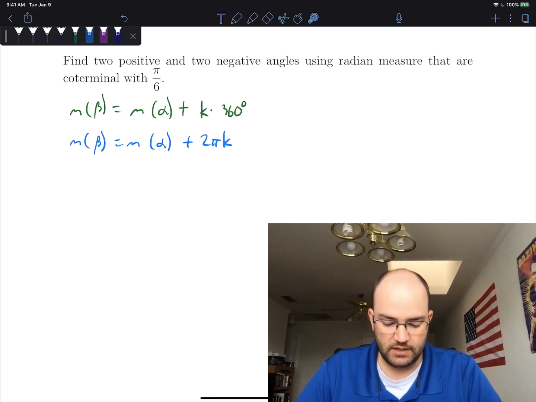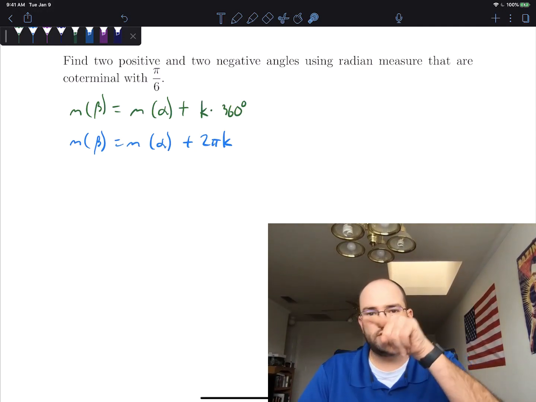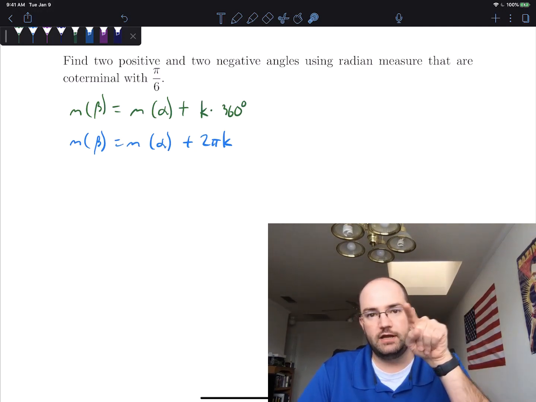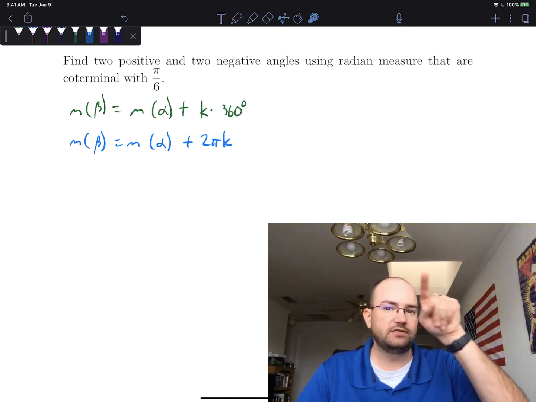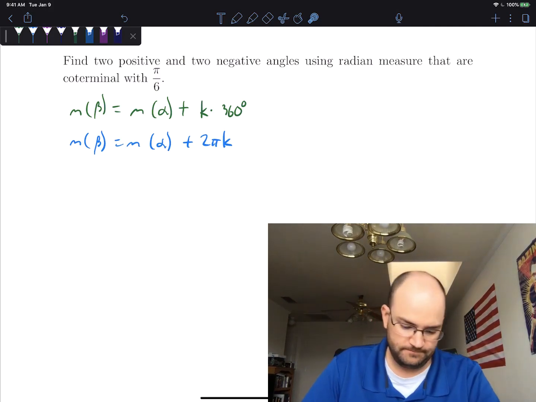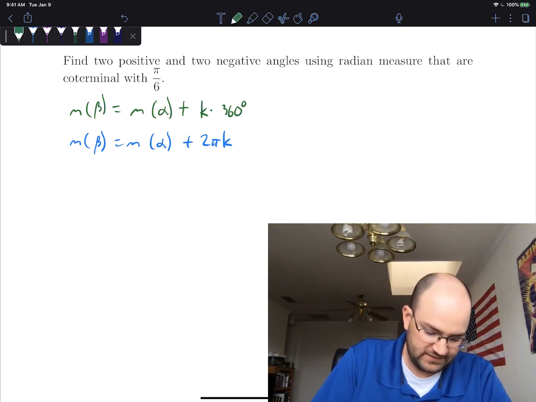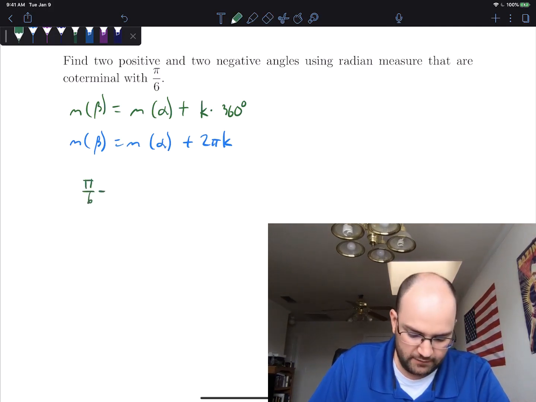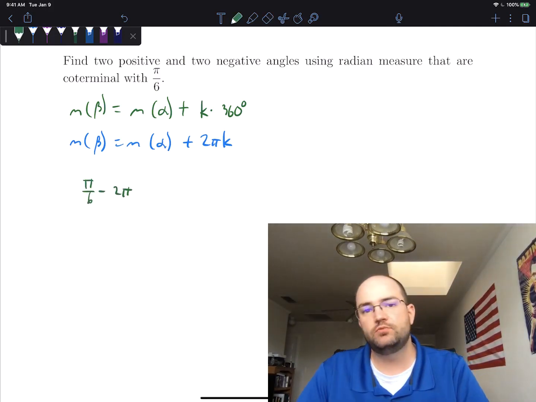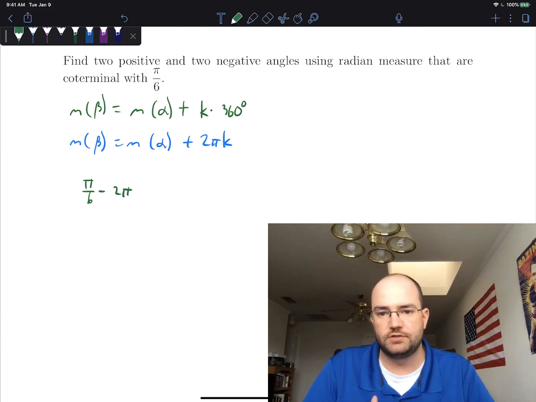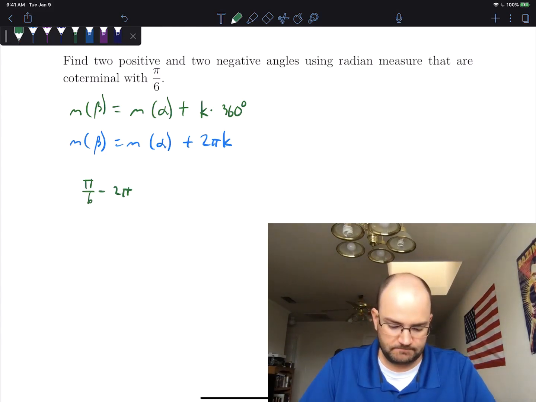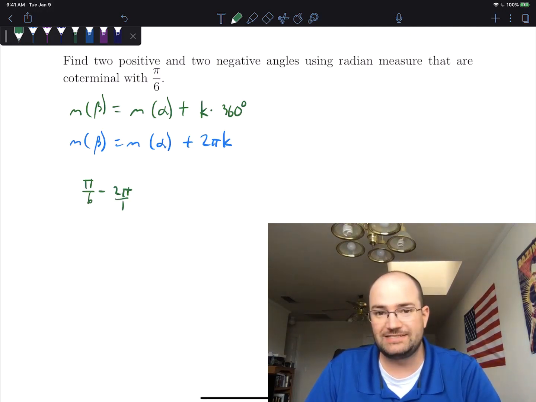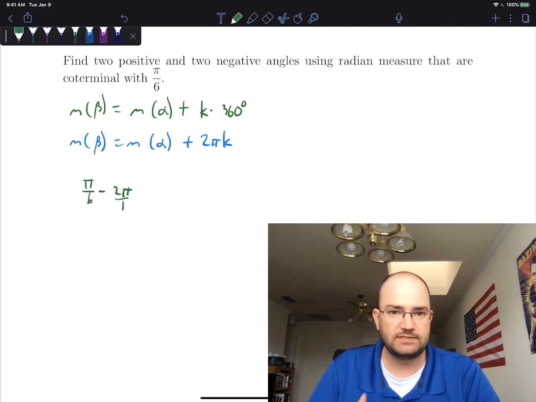There's nothing else. What that's really telling us is that if you want a coterminal angle, add on some integer multiple of 2 pi. Now pi is half a circle. That's why you need 2 pi for a full circle. So if we start out with pi over 6, we want to subtract off 2 pi. But notice we're trying to subtract off a fraction. That means we want a common denominator. Now the least common multiple between 1 and 6 would be 6.